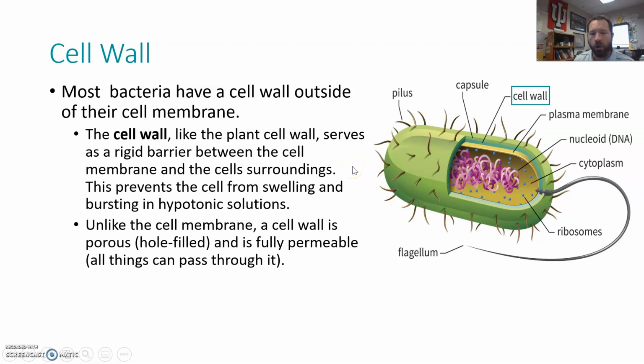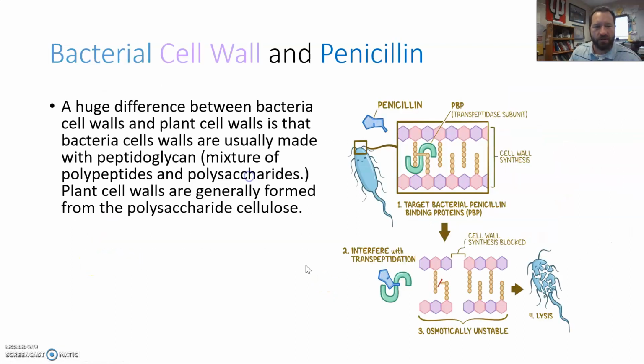The cell wall is not selectively permeable. It's like Swiss cheese. It has holes in it everywhere. It is fully permeable. Anything can get right through it. The word we have for full of holes is porous.